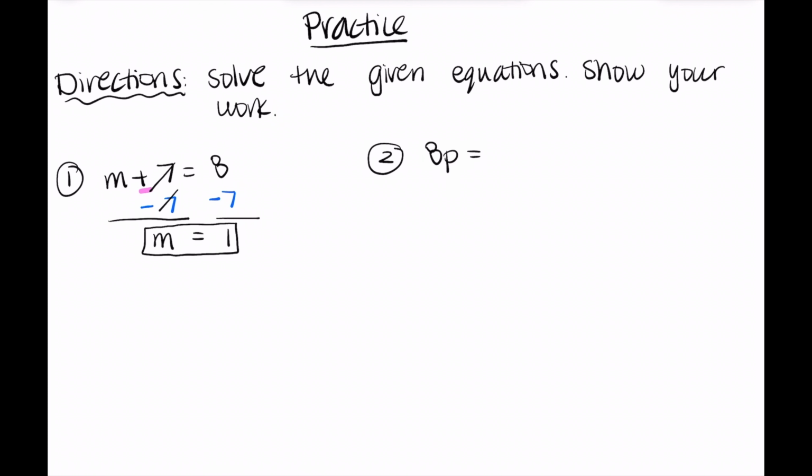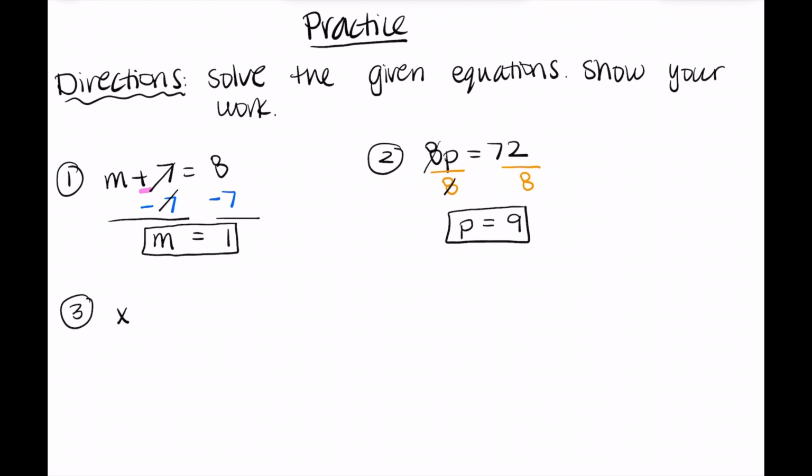For number 2, we have 8p equals 72. So what's going on between the 8 and the p? Well, they're being multiplied together. And the inverse of multiplication is division. So we're going to go through and divide by 8 on both sides. When I do that, the left-hand side will just simplify to p. And then for the right-hand side, we know that 72 divided by 8, well, that just gives me 9. So our answer for number 2 would be p equals 9.